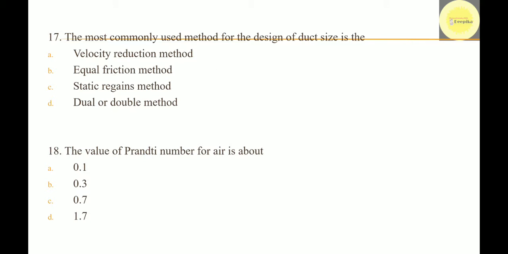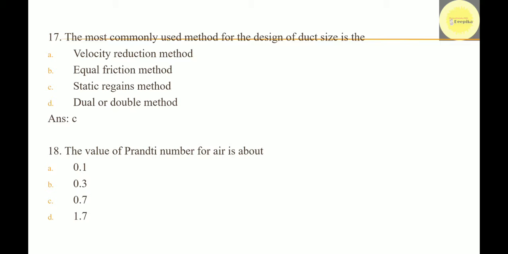Next question is, the most commonly used method for the design of duct size is the option A, velocity reduction method. Option B, equal friction method. Option C, static regain method. Option D, dual or double method. So answer is C, that is static regain method.